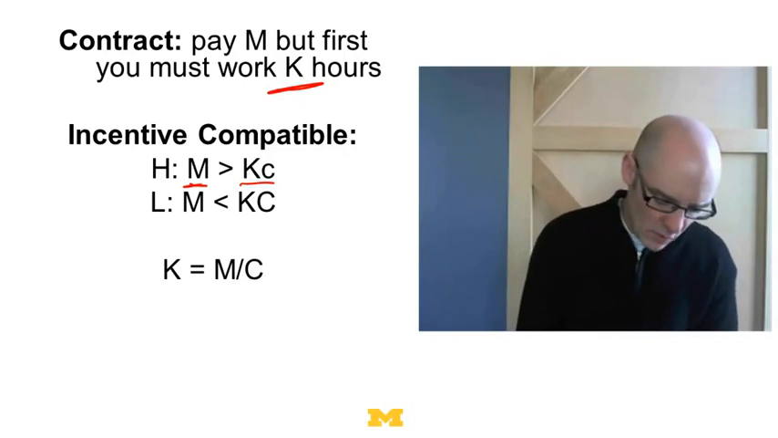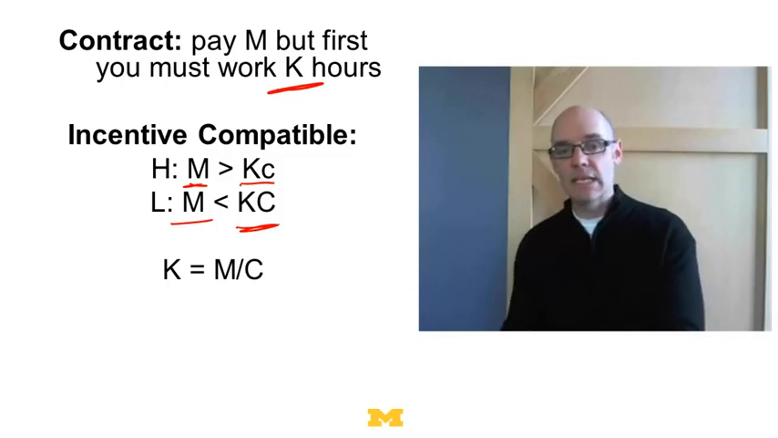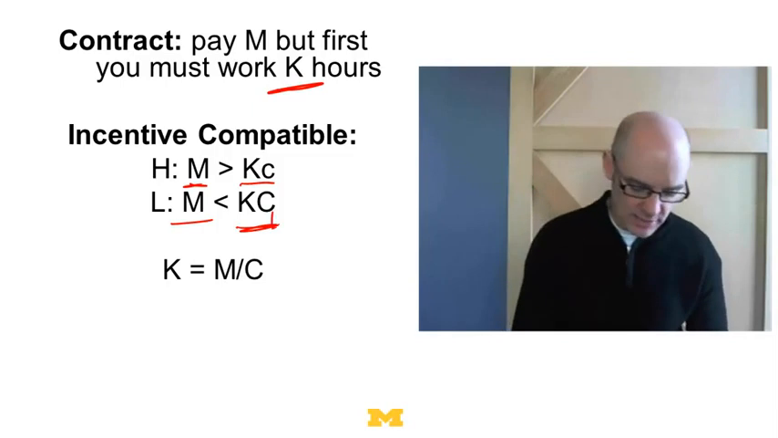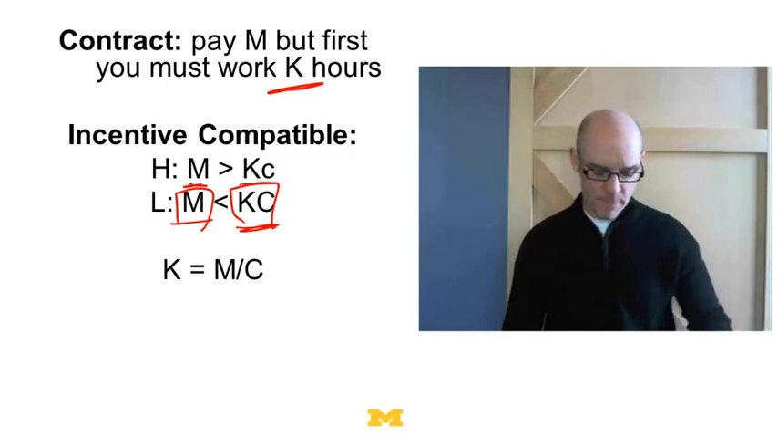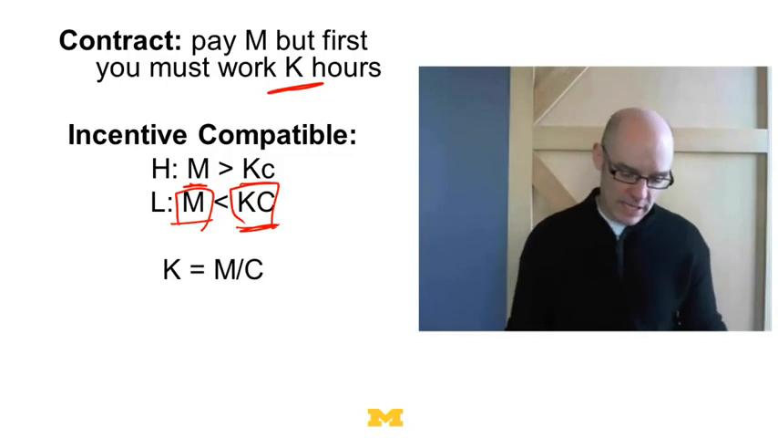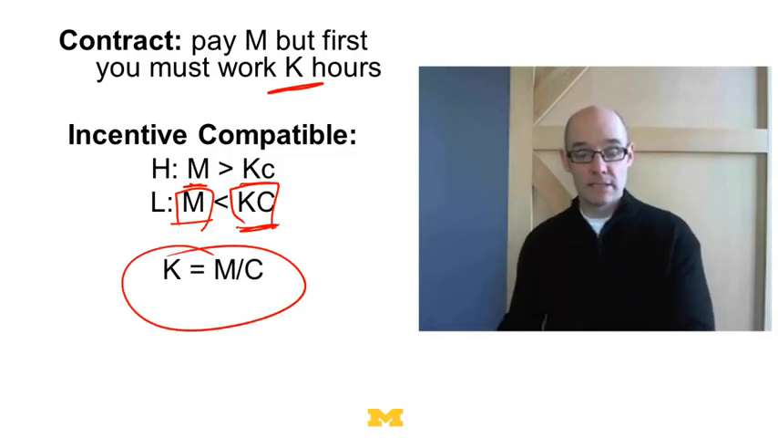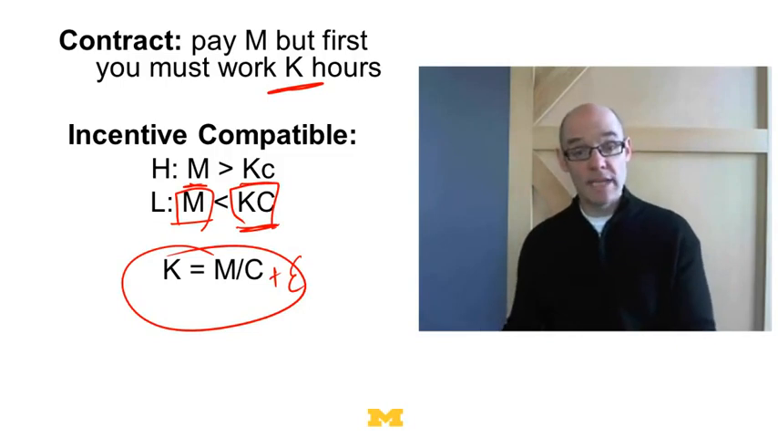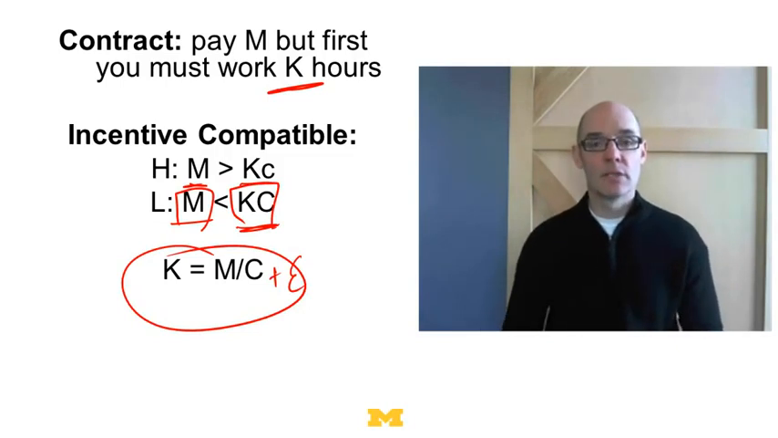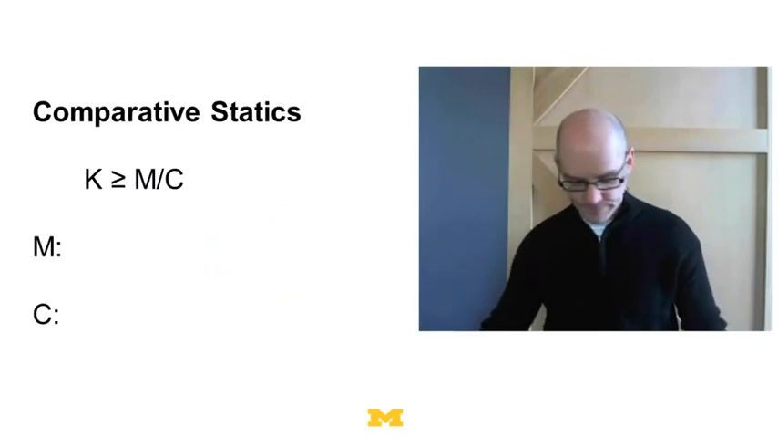But if you're a low ability worker, and you choose M so that it's less than K times big C, you're not going to do it, because your cost, K times big C, is going to be higher than the benefit, which is M. So what you'd like to do, in a way, is to say the number of hours K is just equal to M over big C, maybe plus a little bit. That way the low ability workers won't take the job, but the high ability workers will. So even though the information is hidden, you don't know whether someone's low ability or high ability, this will separate them out.